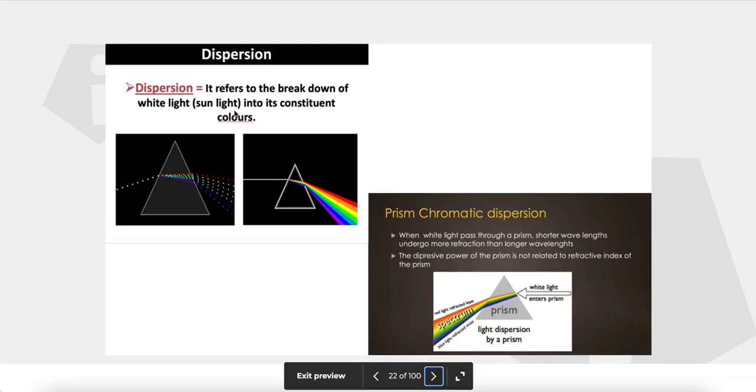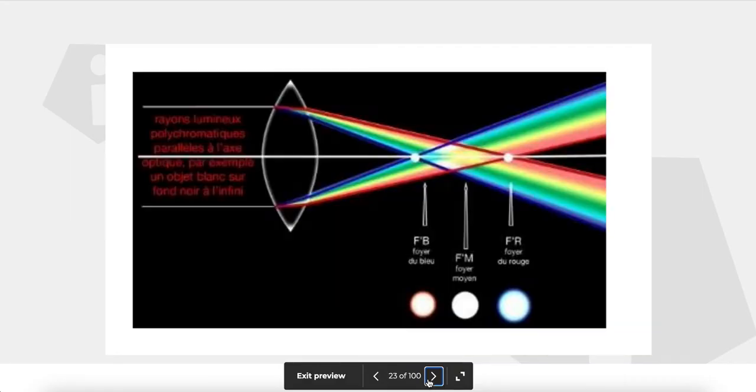So dispersion is referring to the breakdown of white light, like sunlight, into its constituent colors, like this. The more energy the light has, the more deviation, like the blue, and the less energy the light has, the less deviation. This character is present in the prism, causing chromatic dispersion, and the dispersive power of the prism is not related to the refractive index of the prism.